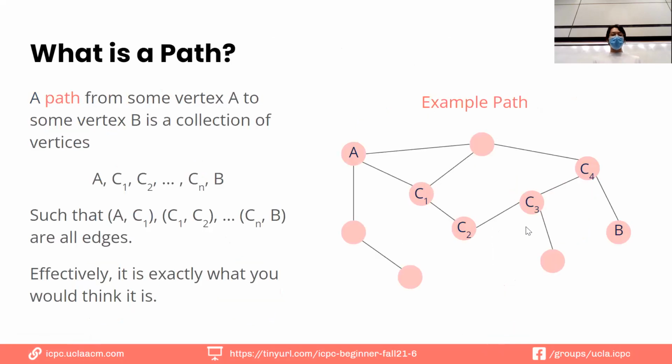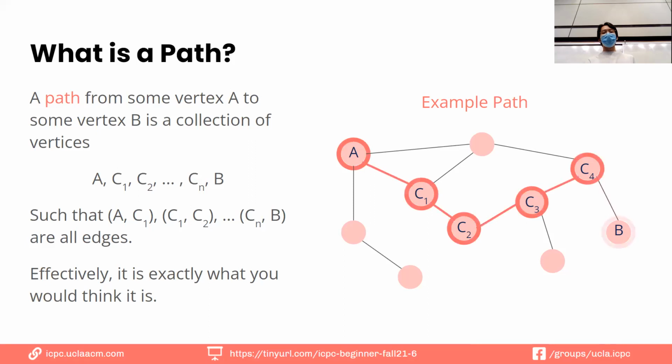And what is a path? A path is a collection of vertices from a vertex A to some vertex B, such that from A to C1, from C1 to C2, and so on, these are all edges, so that you can walk between them. This is intuitively what you would think a path is. You can see here, you go from A to C1 to C2, C3, C4, and then to B.